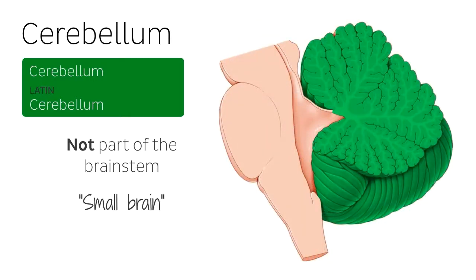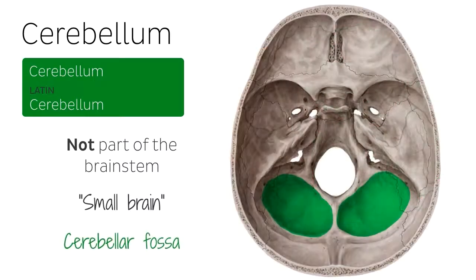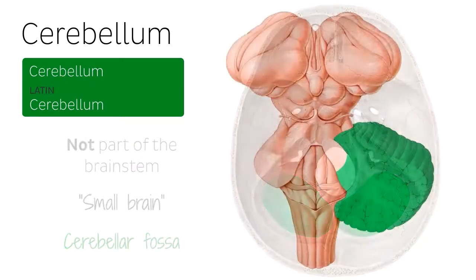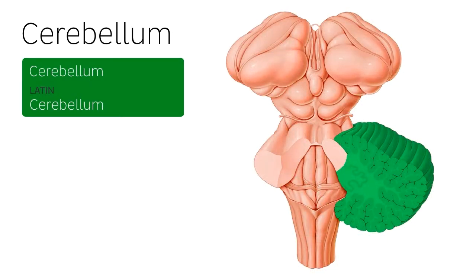And if you look at our illustration of the cerebellum, which shows part of it cut away, you can see that it looks just like a small brain. Inside the skull, the cerebellum is situated in the cerebellar fossa and just inferior to the occipital lobe of the brain.